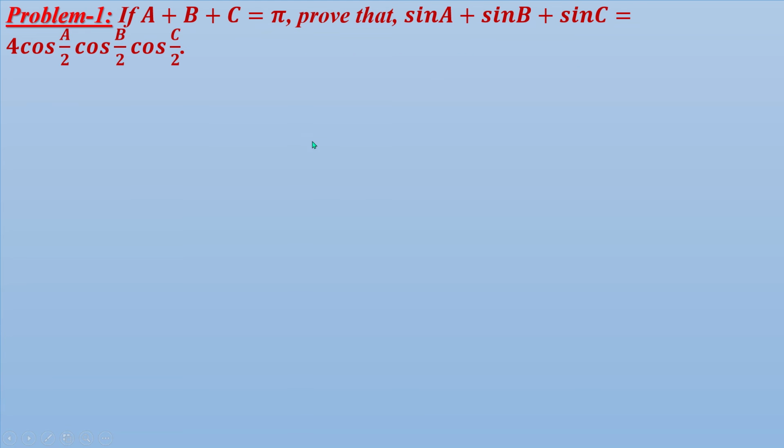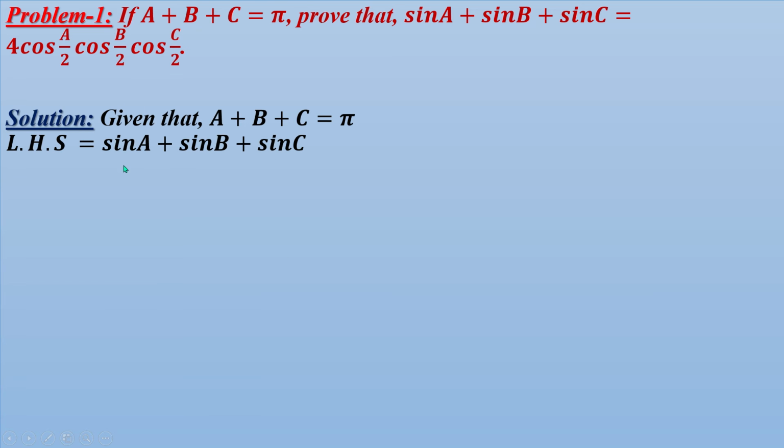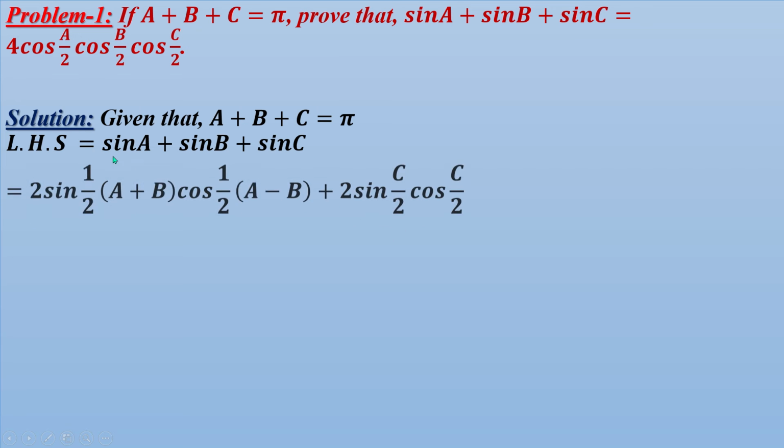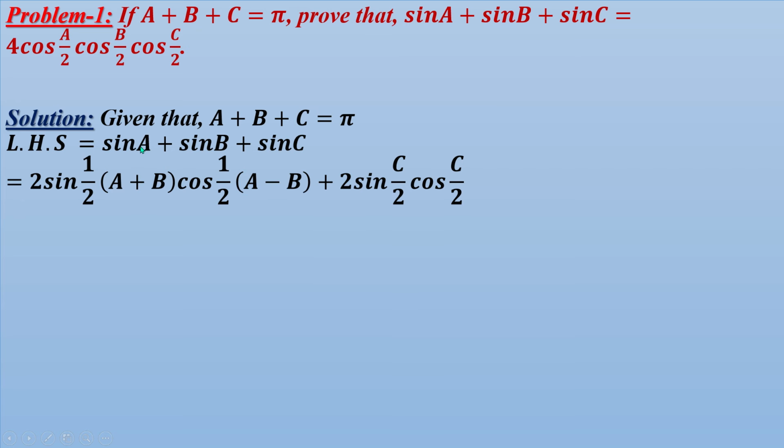Now problem: if a plus b plus c equal to pi, prove that sin a plus sin b plus sin c this equal to 4 cos a by 2 cos b by 2 cos c by 2. Given that a plus b plus c equal to pi, left hand side sin a plus sin b plus sin c. Now we can write sin a plus sin b, that means sin c plus sin d, this equal to 2 sin (c plus d) by 2 cos (c minus d) by 2.